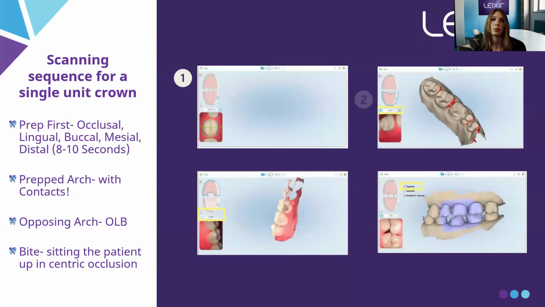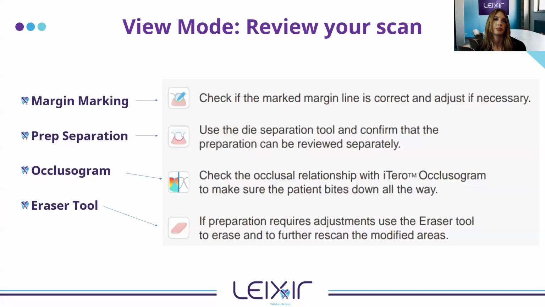All right, so one prepped arch, opposing, and bite. Once we have our scan, we're going to evaluate. We're going to go to that post-processing segment at the top of our scanner and evaluate our scans. A couple tools that we have on the iTero is your margin marking tool.